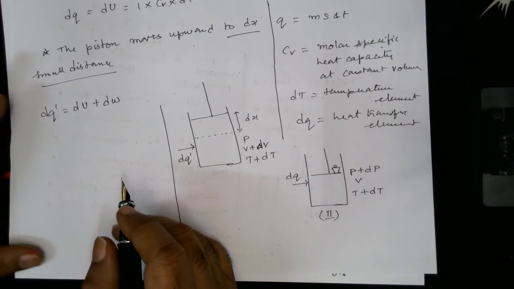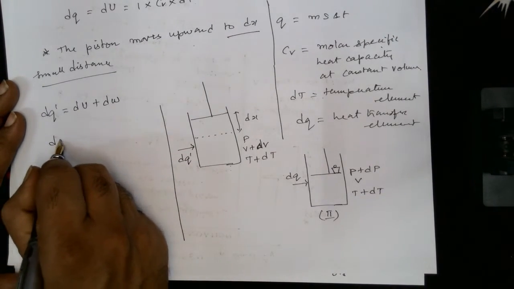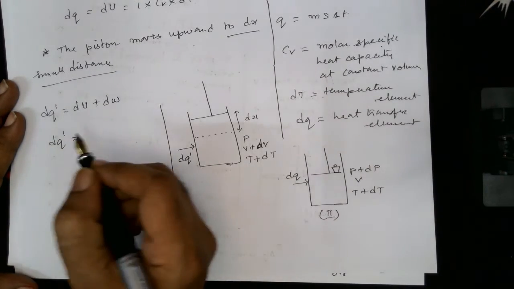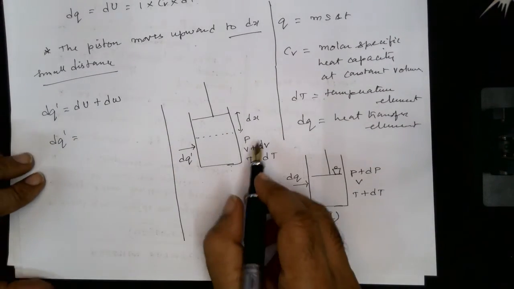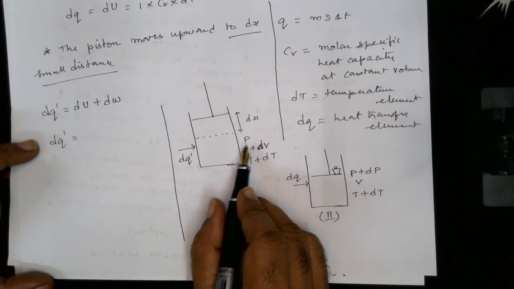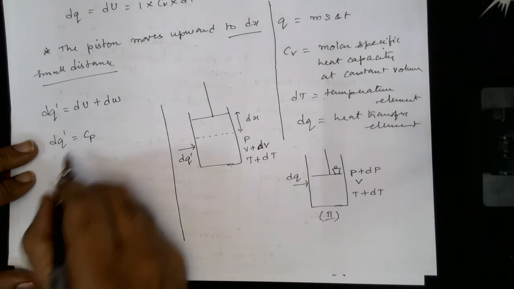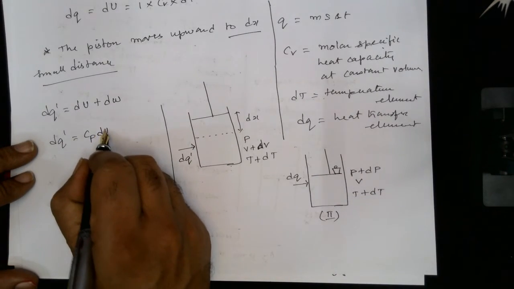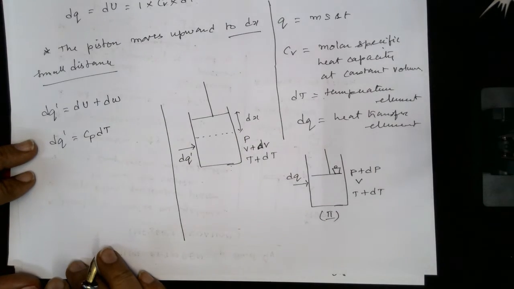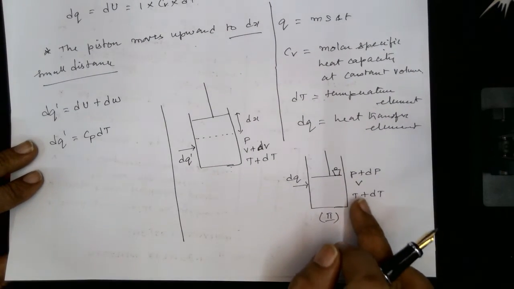Now this dq dash is also given as Cp dt, because it is done at constant pressure. If it is done at constant pressure, then it is Cp dt, is it not? So Cp dt. Got it? But in this case, it was done at constant volume.